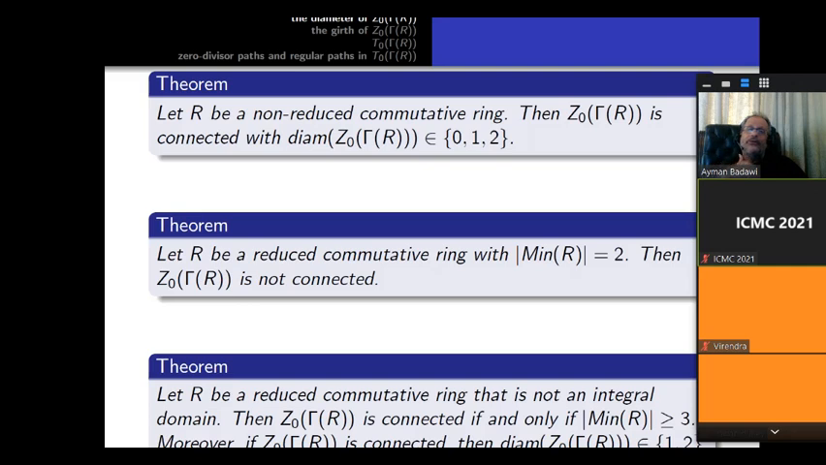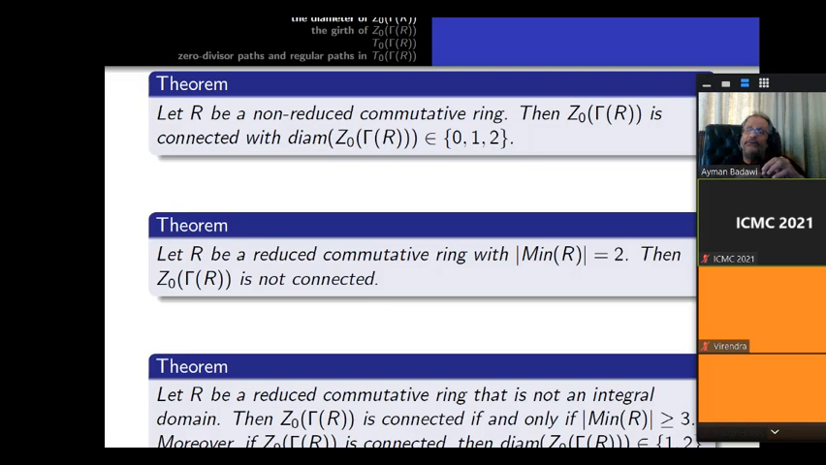And of course, you can read what will be the diameter of this graph. So the graph here, remember, Z index by 0, I'm talking about a graph where the vertices are the zero divisors of the ring except 0, and how we connect: if we add two vertices, you get a zero divisor. And of course, all of you know what we mean with diameter.